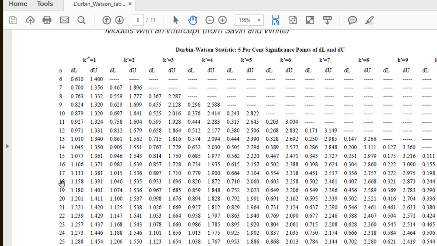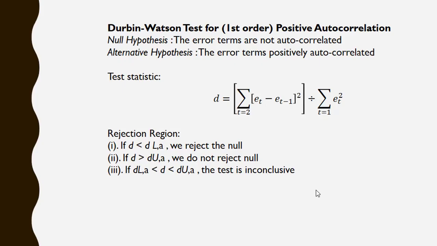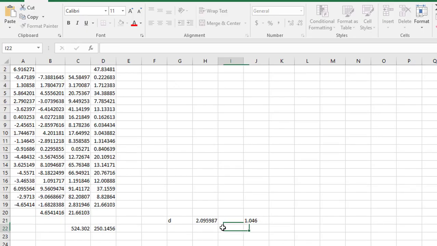So say we're testing at the 5% significance level and we're looking at DL, then we have N being 18 and our K being 2. Therefore our rejection region would have a value of 1.046. So remember that value, 1.046. If D is less than DL of alpha, we reject the null hypothesis. In this case, D is not less than 1.046, and therefore we cannot reject our null hypothesis, saying that there is no positive autocorrelation. And then we can go ahead and check for negative autocorrelation, and then we can come to a standard conclusion that there is no autocorrelation between the variables.